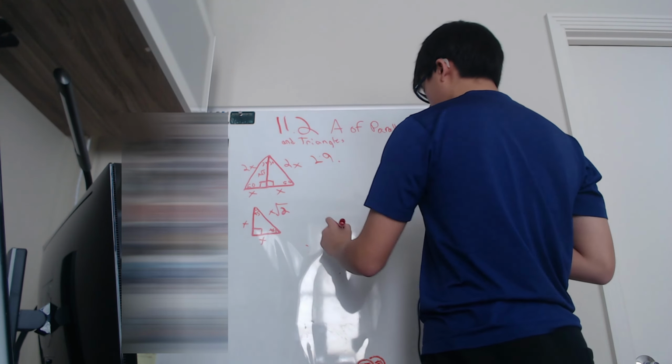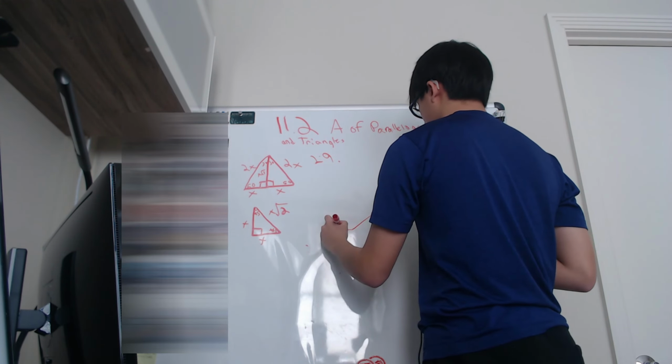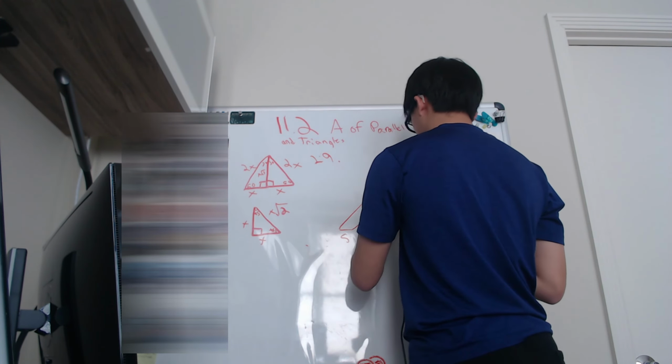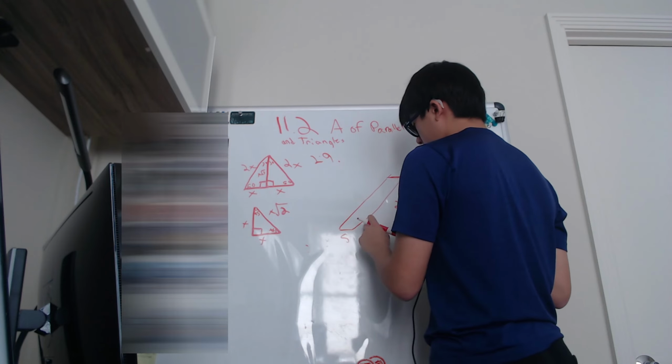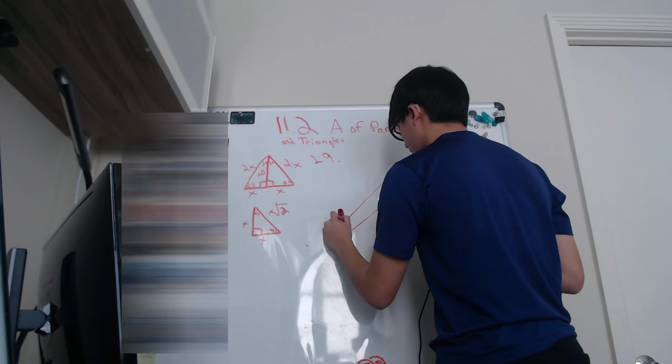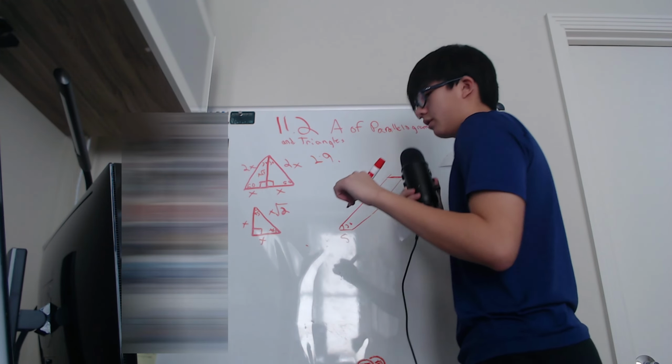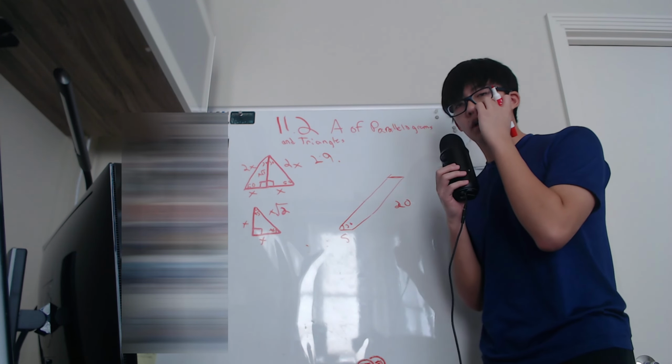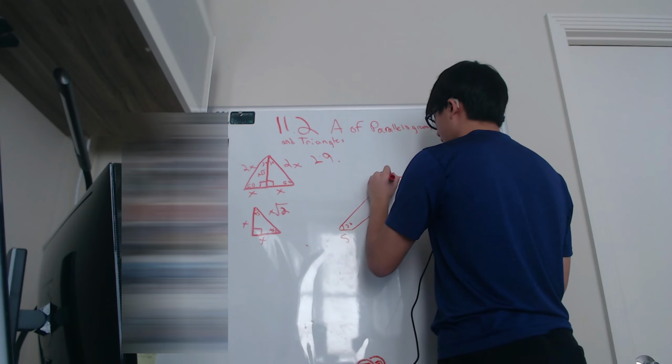Find the area of the parallelogram, and it looks like this. Not a very good artist. Okay, so we know this side is 5, and this side right here is 20, and we're given this angle right here is 30. Once again, in a parallelogram, opposite angles are congruent, so we know this is 30.